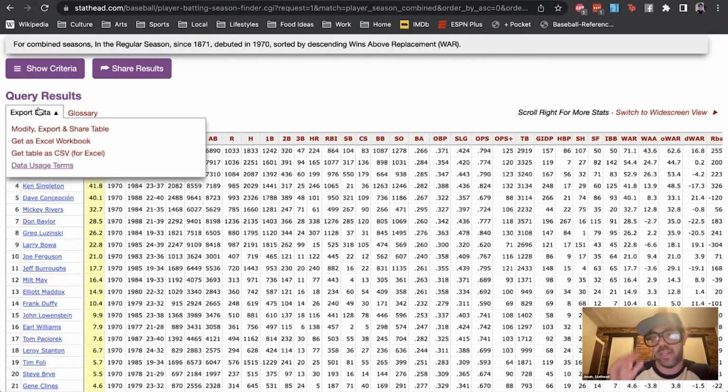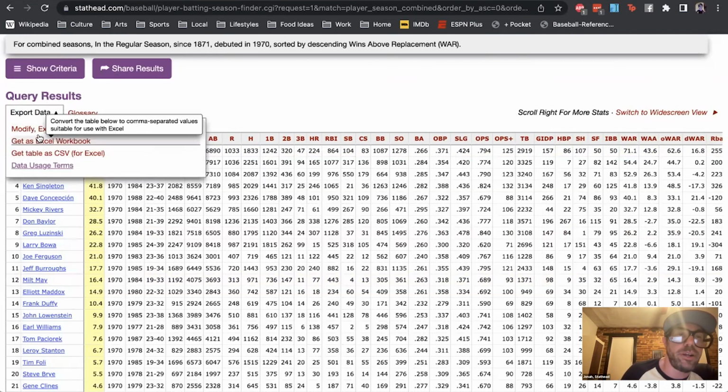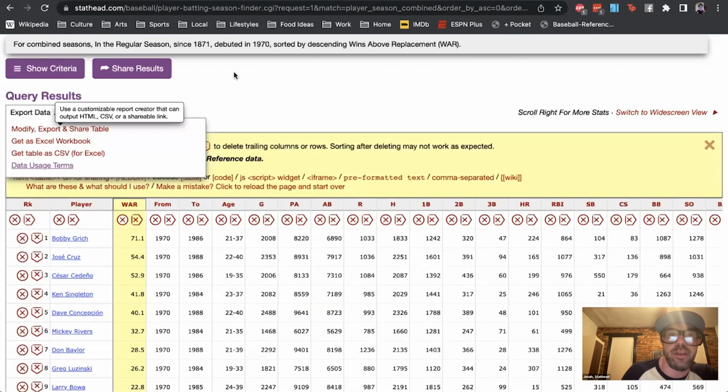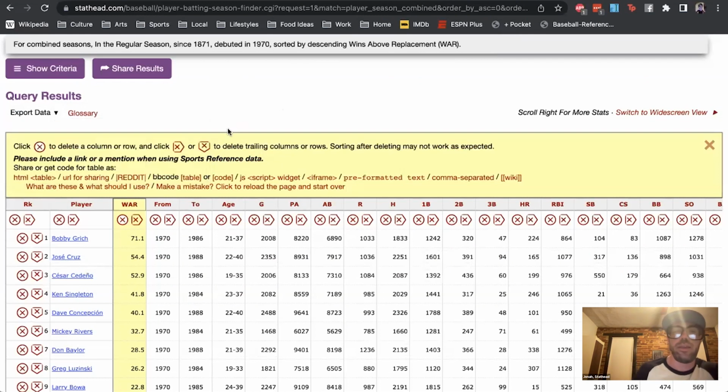Every table in Stathead has this little dropdown that says export data. And this is how you get the data off the site. So you'll see there's a few different options here. This one is modify, export and share table. And I'm going to click on that. And you'll see what happens now is I get this menu of options. And the table now has these X's.